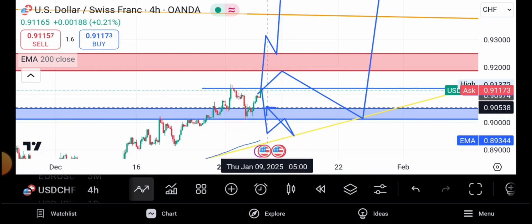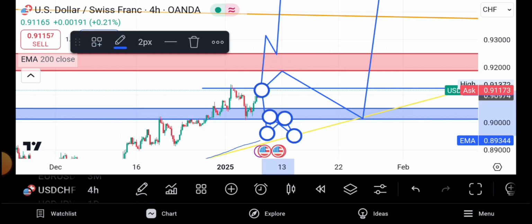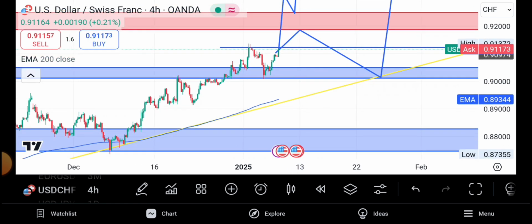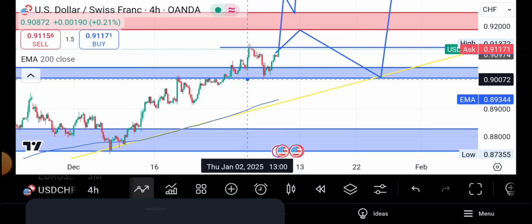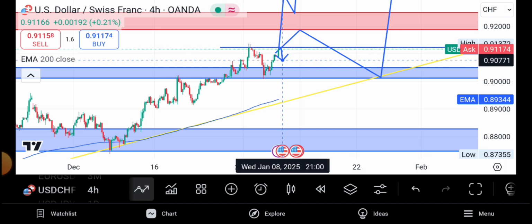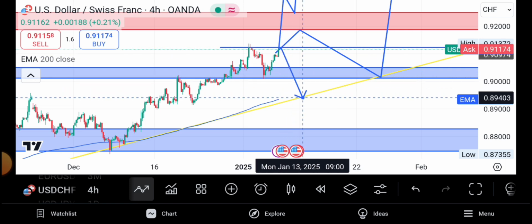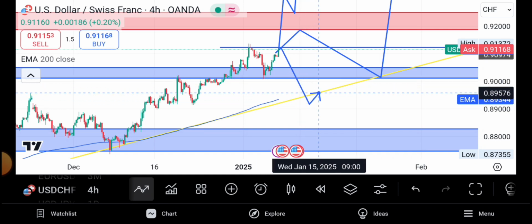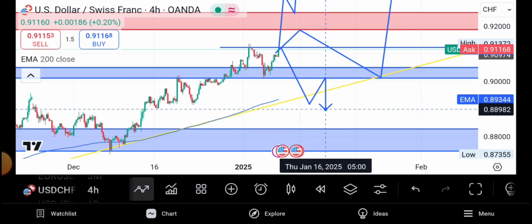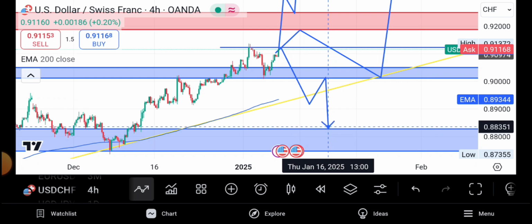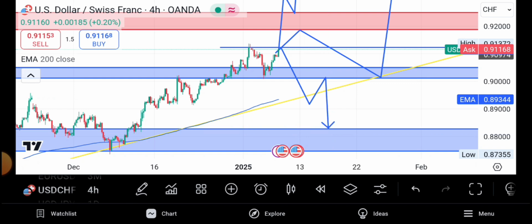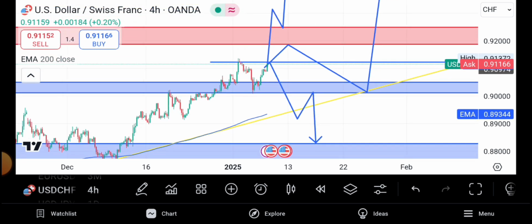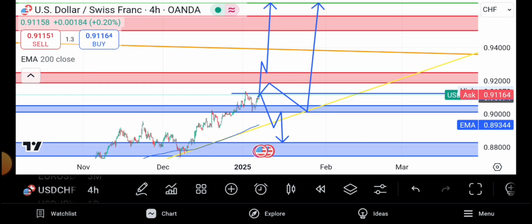So if you are looking to sell this pair, we have to wait for two things to happen. One, we have to wait for this current support to be broken, and then this trend line to be broken. For example, if the market comes and breaks this like that and retests, now we shall enter, and then we target this zone. Like that. I hope I'm clear enough. That is the plan for USDCHF.